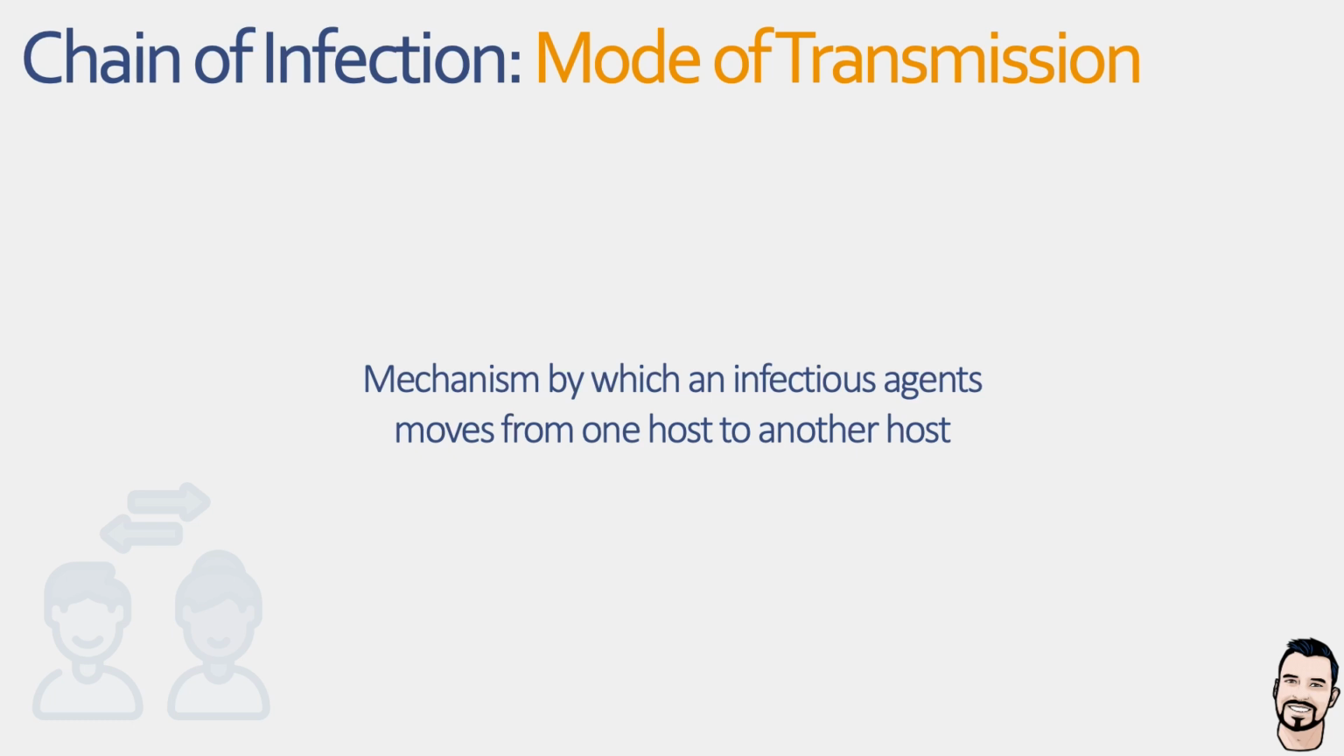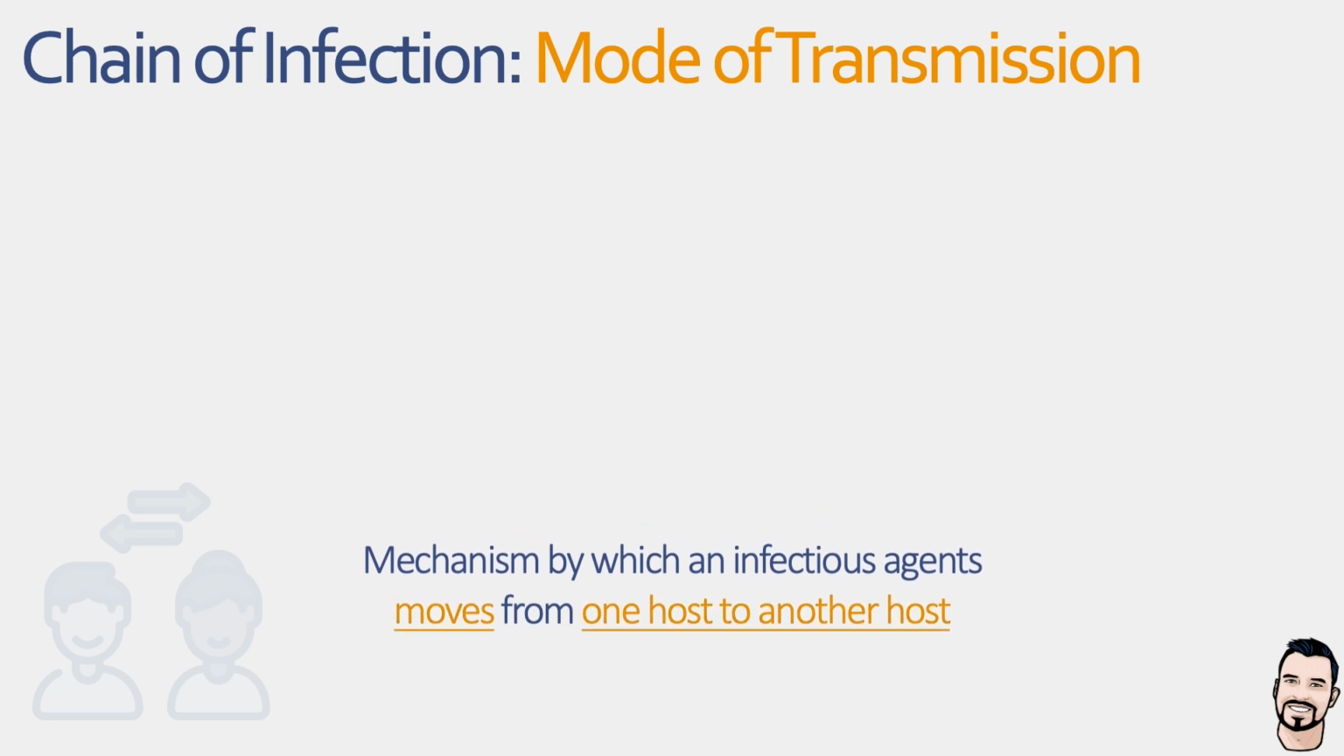Now, one of the most important parts of the chain of infection, and arguably one that we can control the most, is the mode of transmission. Essentially, this is the bit that bridges the portal of exit from our reservoir with the portal of entry on the new host. Put simply, this is how an infectious agent physically moves between hosts. Now, this movement can be directly from one host to the next, or it can be indirectly via an object which both hosts interact with at some point.